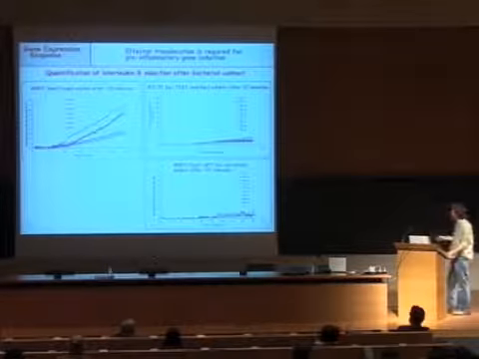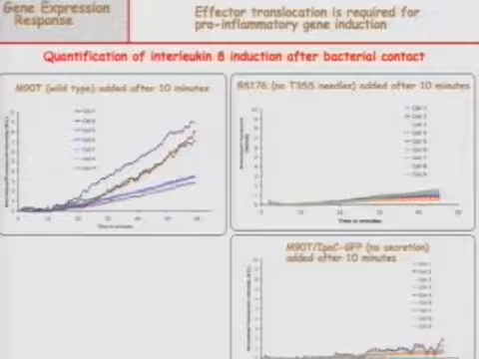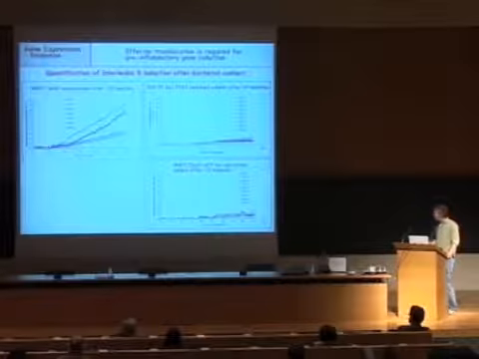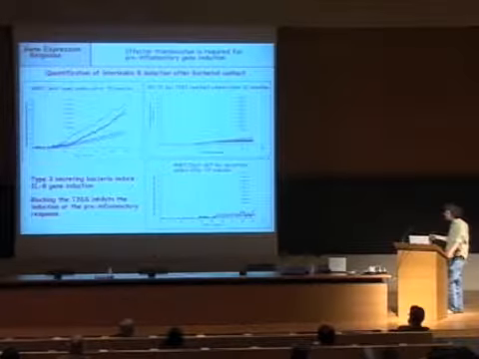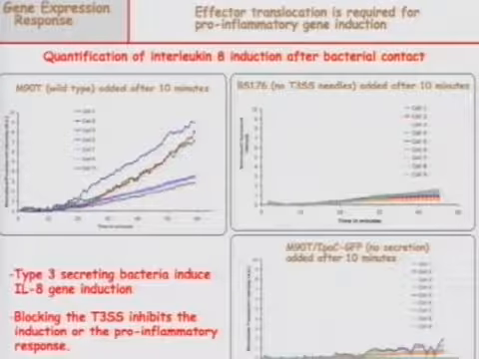And very interestingly, when she looks at a Shigella strain that expresses an EspA-GFP fusion that blocks the secretion apparatus, she also doesn't find any increase of the induction, indicating that type 3 secretion is actually required to allow rapid interleukin-8 transcription in single cells. Blocking the type 3 secretion system inhibits the induction of the pro-inflammatory response at these early steps.